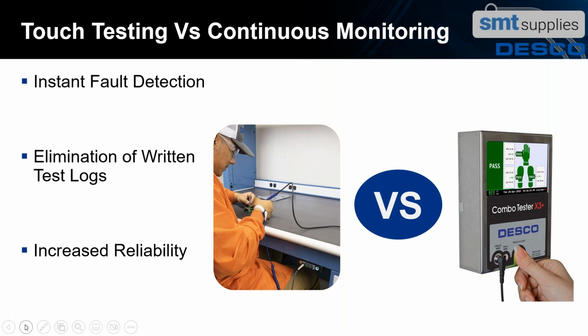And then increased reliability. Again, if I have a fault in that wrist strap system, a broken cord, anything like that, my cord falls off the band, whatever it is, dry skin, I instantaneously notice that. So if you had to go 24 hours before you knew there was a problem, there could be, obviously, damage that you're doing to your devices, and you're not even knowing it.